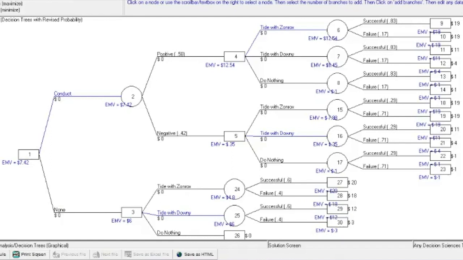Our conclusion here: Alfred should conduct the survey, because this EMV of 7.42 came from the conduct branch. As you can see, it turned blue. So Alfred should conduct a survey and expect a gain of $7.42. Since this is in $1,000, 7.42 is equivalent to $7,420. So that is the decision for the company.